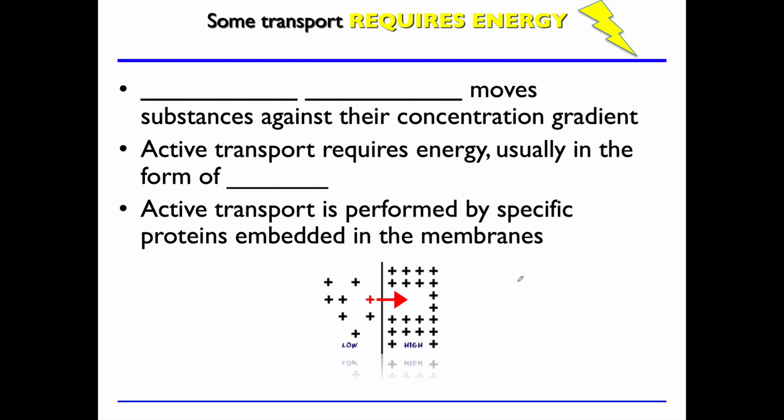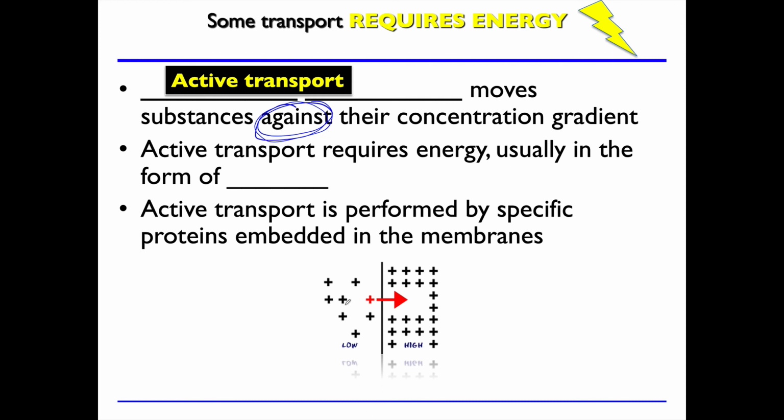Now, some transport will require energy, okay? So that is going to be called active transport. And this is when substances are going to move against their concentration gradients, okay? So imagine you're standing in a river and you're trying to push the water back from the direction where it came. It would take a lot of energy to do that, right? Well, that's the same scenario we have at the cell border.